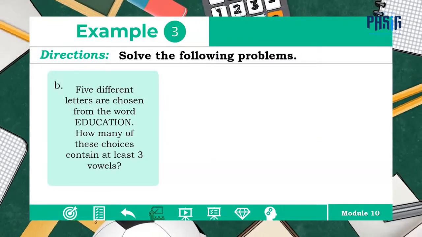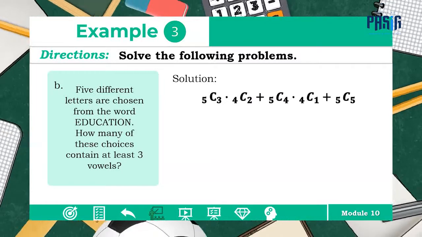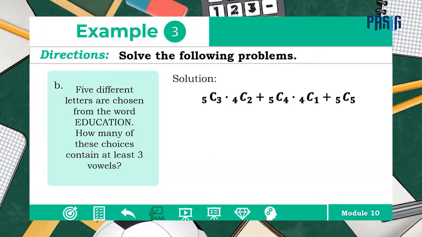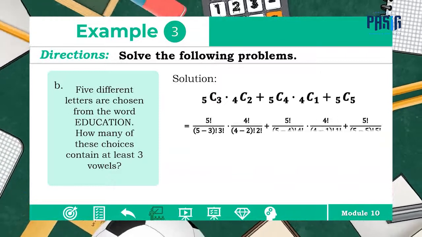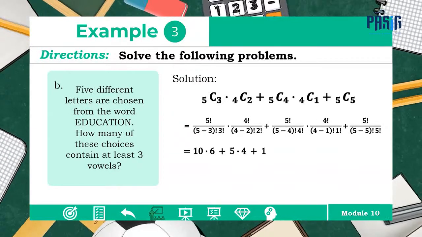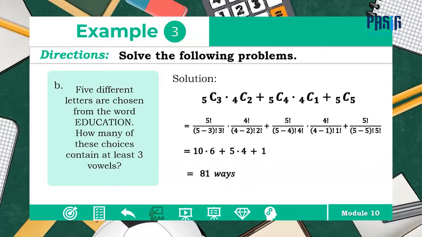The combination notation of this problem is this. Using the combination formula, evaluate this combination notation, then simplify. So the final answer is equal to 81.